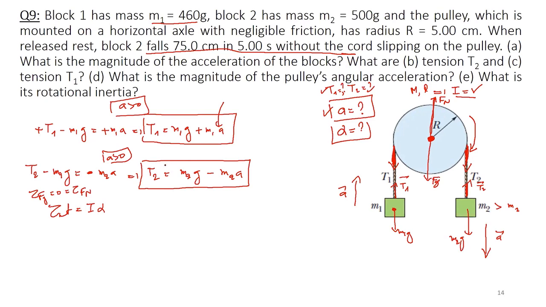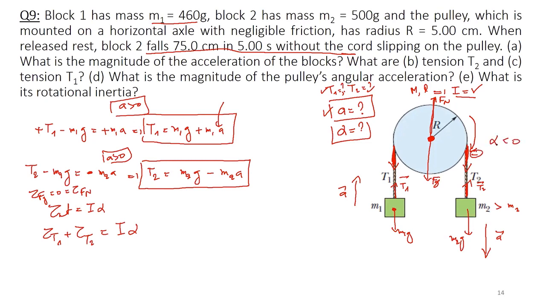Okay. Now, let's do it this way. So this net torque, the torque of T1 plus the torque of T2, is equal to I alpha. Normally, alpha is negative. Why? Because this is rotating clockwise, in the negative direction. So alpha should be negative.